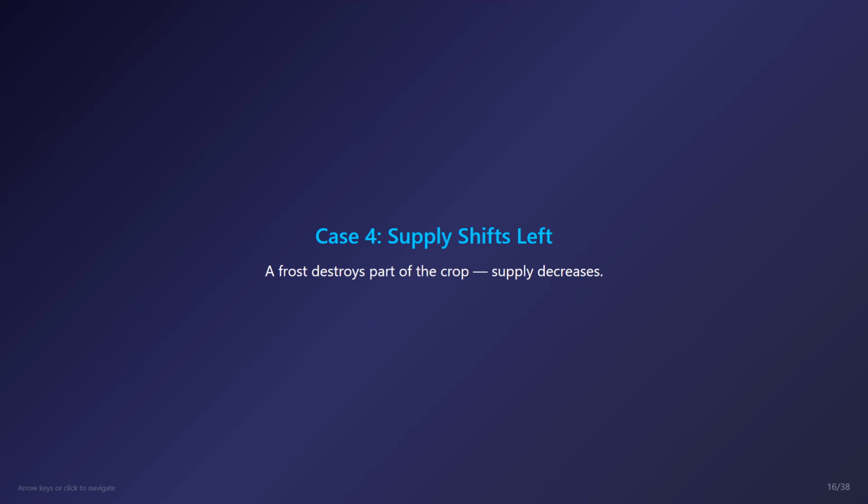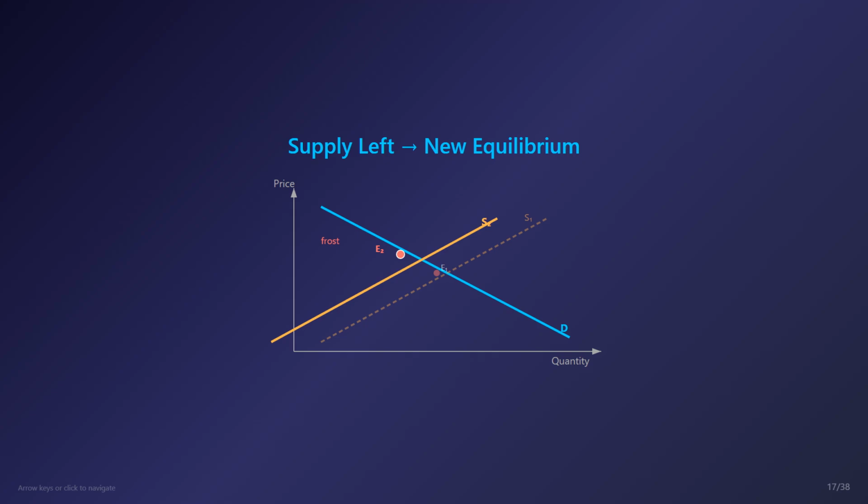In case 4, supply shifts to the left. A frost destroys part of the coffee harvest, so producers can supply less at every price. The supply curve moves in, to the left. On the graph, the new supply curve sits inside the faded original. The equilibrium slides up the demand curve, from E1 to a higher E2, to the left and up.